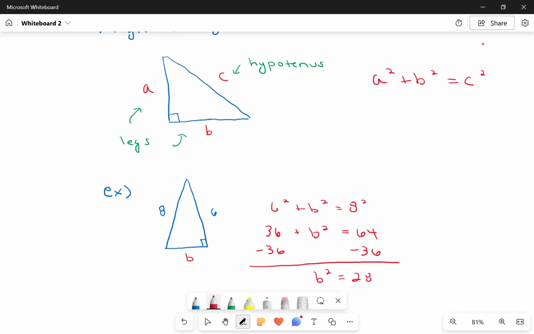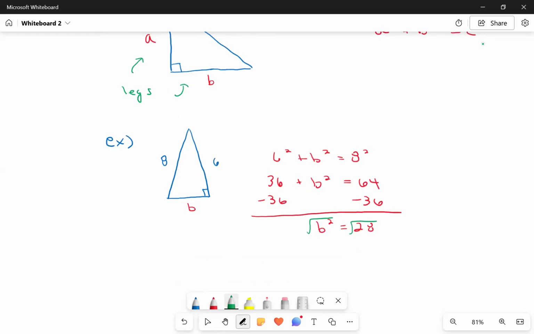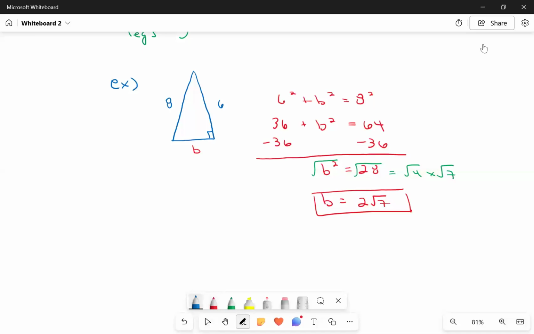So to solve for b, we need to go ahead and take the square root of both sides to find what b is. And then in order to take the square root of 28, I'm going to break it up. The perfect square I know that goes into 28 is 4. So b is 2 times radical 7. And that's how we can use the Pythagorean theorem to solve for a missing side of a triangle. Let's do another one.